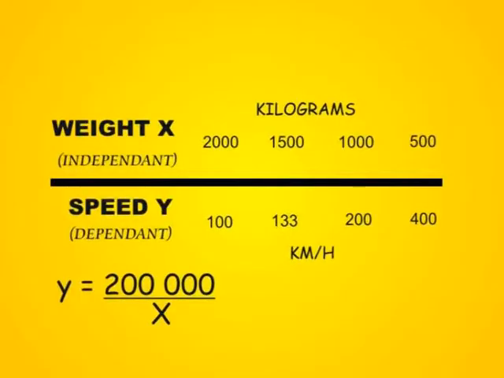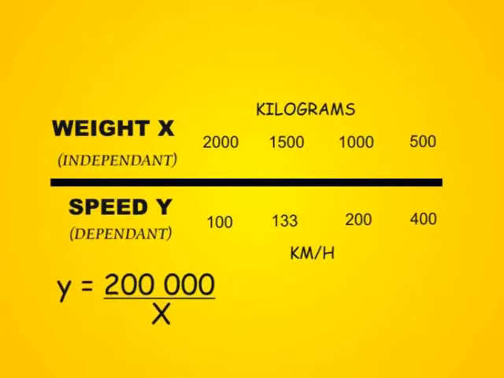By depicting the weight of the car as x and the speed of the car as y, because the speed is dependent on the weight, if x is equals to 2000 kilograms or 2 tons, the maximum speed of the car is 100 kilometers per hour. When the weight of the car is dropped to 1500 kilograms, the maximum speed goes up to 133 kilometers per hour. Drop the weight to 1000 kilograms, the maximum speed goes up to 200 kilometers per hour. And then we drop the weight of the car to 500 kilograms, and the maximum speed of the car is 400 kilometers per hour.